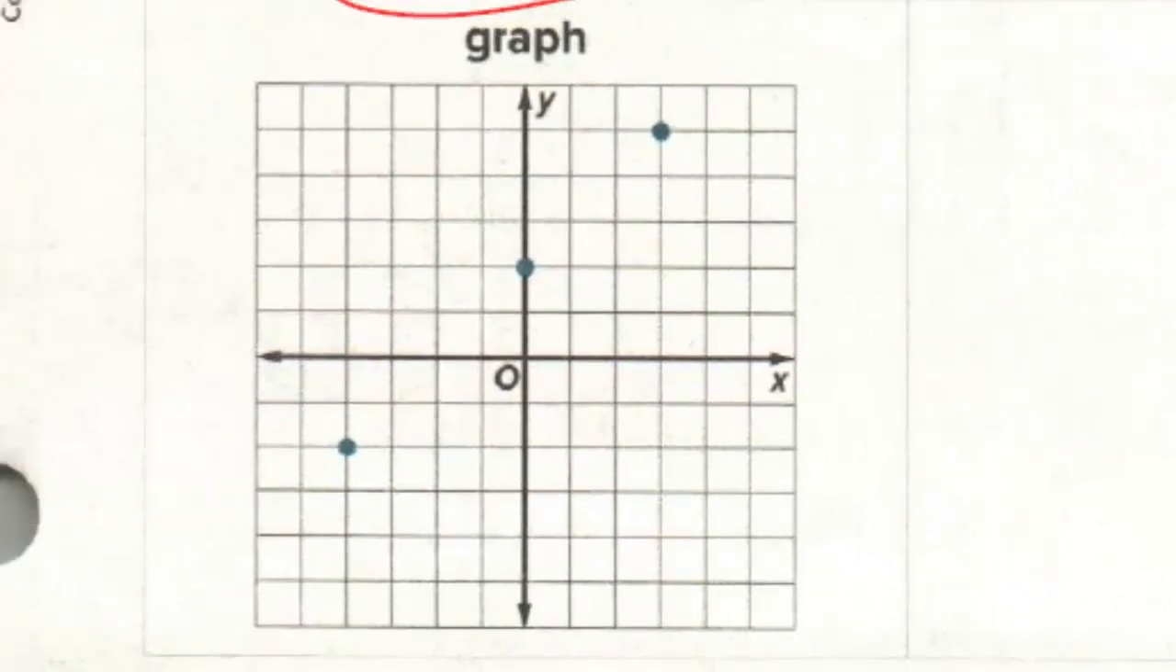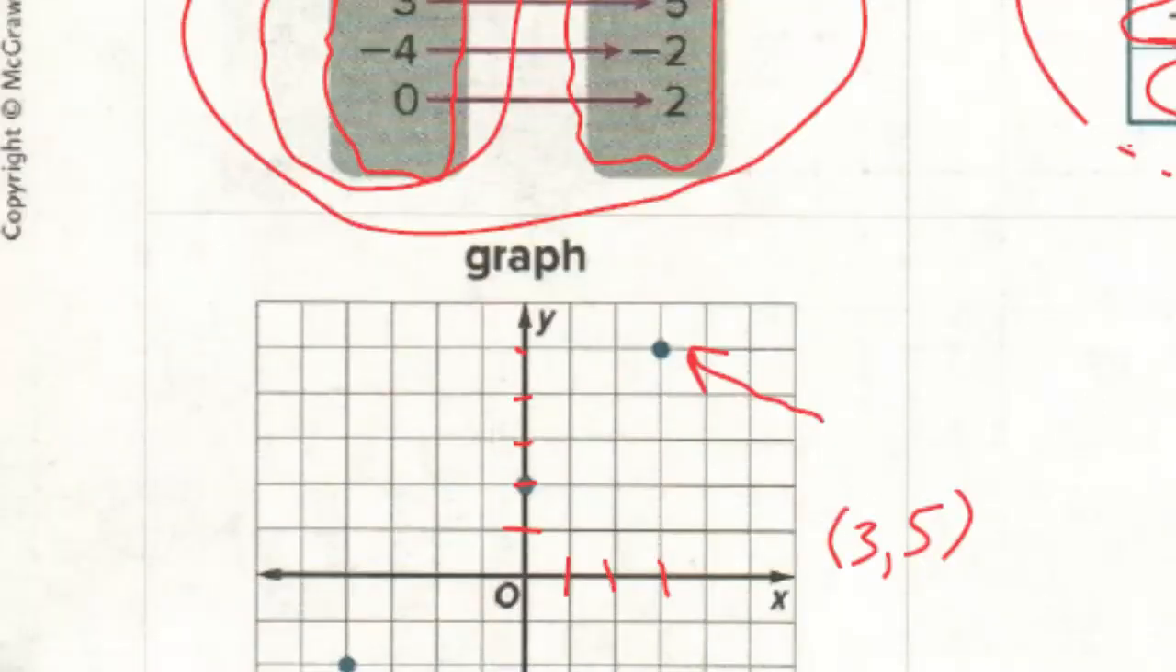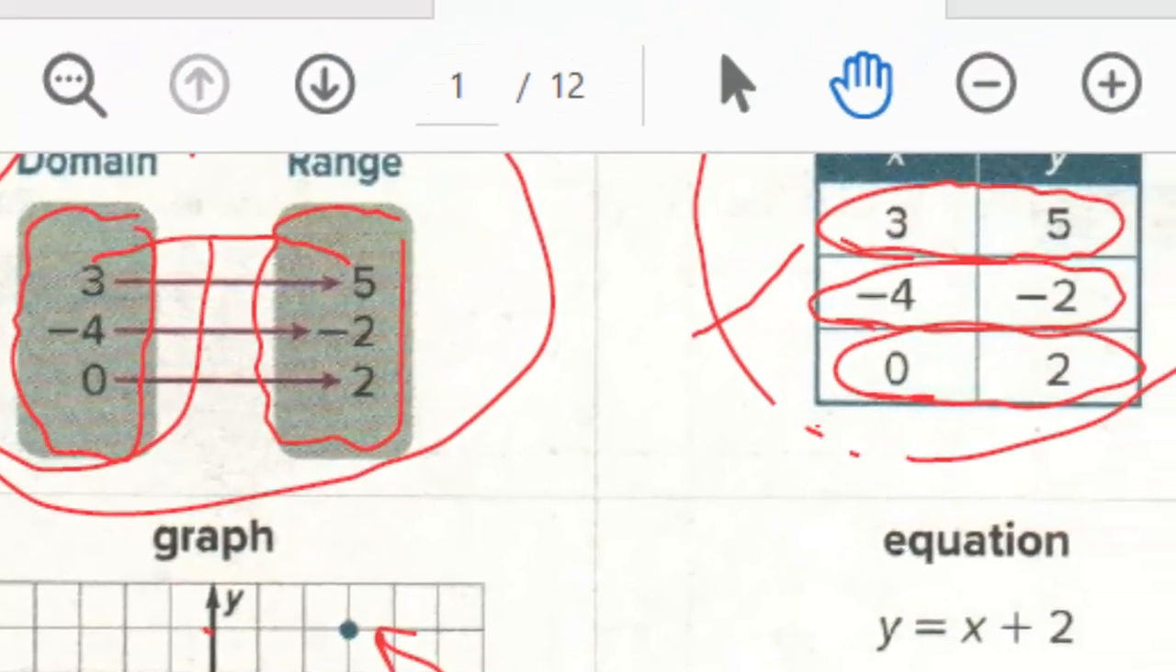On a graph, we can represent the relation as well. So if we look at this point right here, this one is 1, 2, 3 to the right on X. So 3 to the right on X. And 1, 2, 3, 4, 5 up on Y. 3, 5, which is, again, our very first point that we had up here.